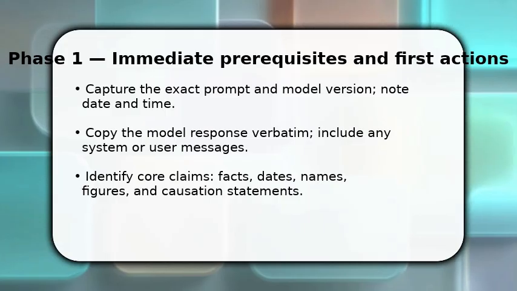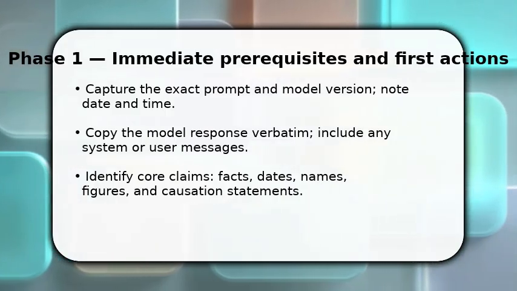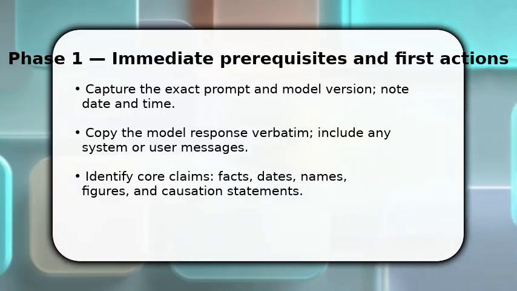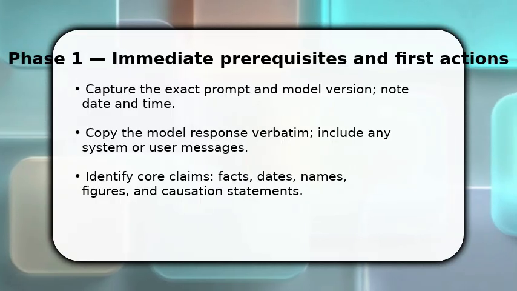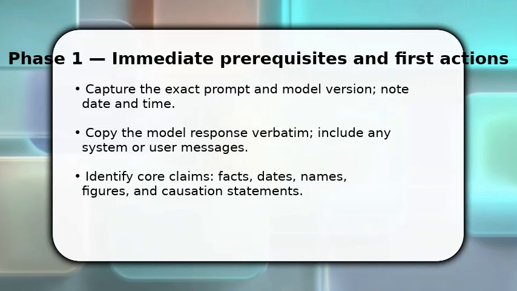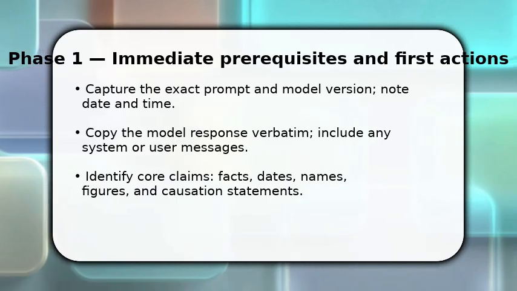You begin by locking the evidence. Copy the exact prompt and model version and paste the response into a clean document. Once done, highlight each core claim: dates, names, numbers, and causal phrases, so you know what to check. Make sure to add context lines, like preceding and follow-up messages. This helps reproduce the output.